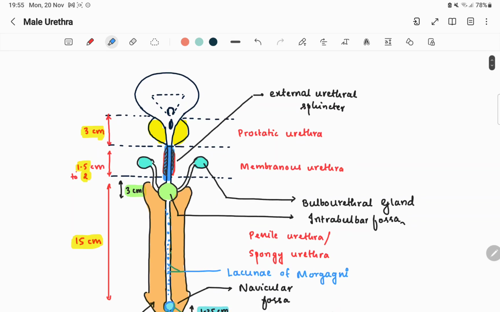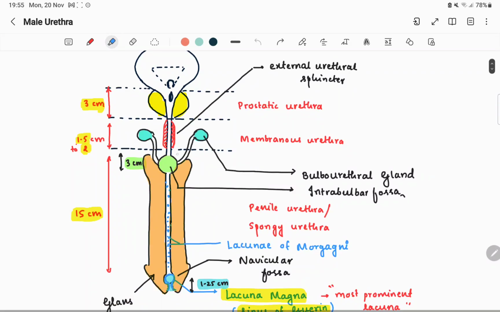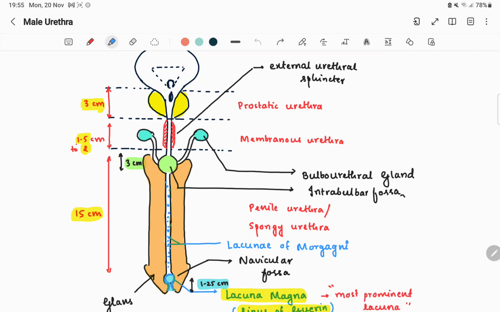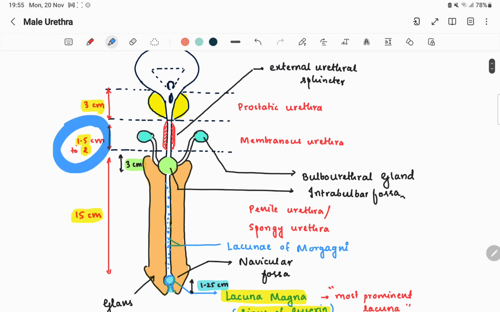Then where the external urethral sphincter is present, and your bulbourethral glands are also present in this part, you have a membranous urethra. Your external urethral sphincter is present in this part. It is 1.5 to 2 cm.